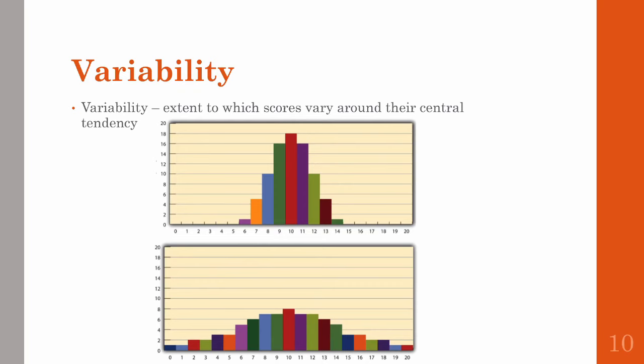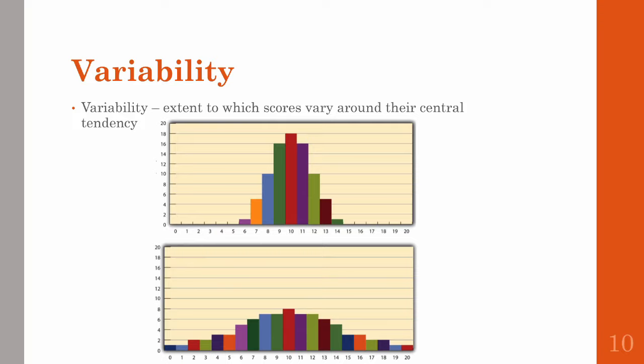Okay, so other than central tendency measures, we also want to describe the variability. And this is the extent to which the scores vary around their central tendency. So how much do they bounce around? These two figures here have the same measures of central tendency, so they both have the same mean, the same median, and the same mode.